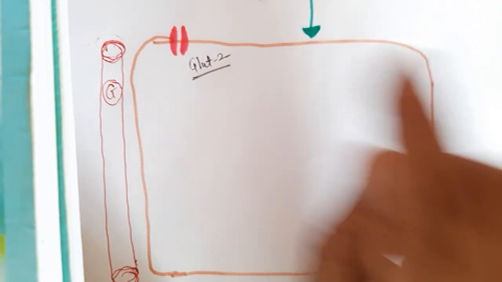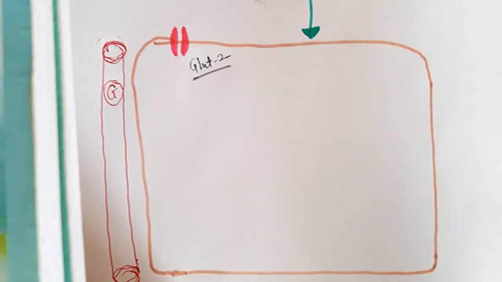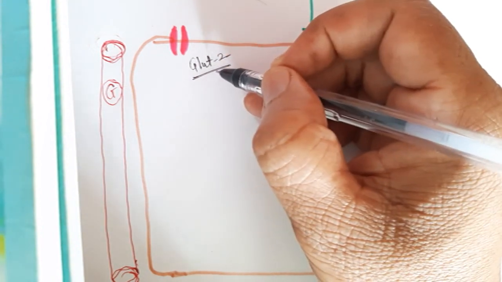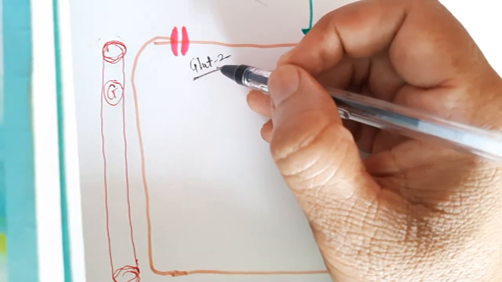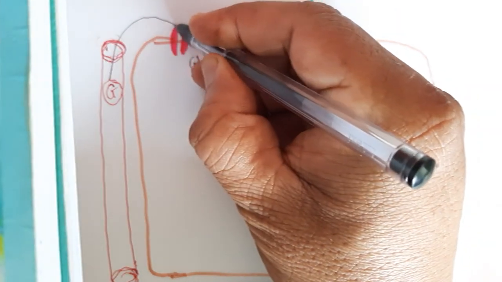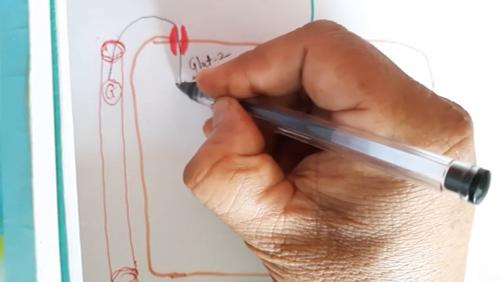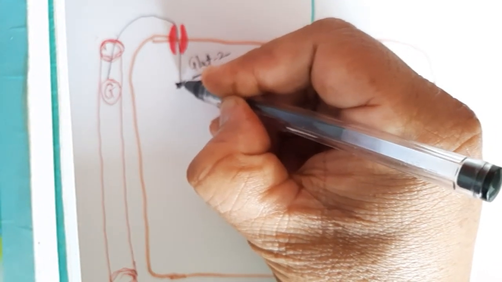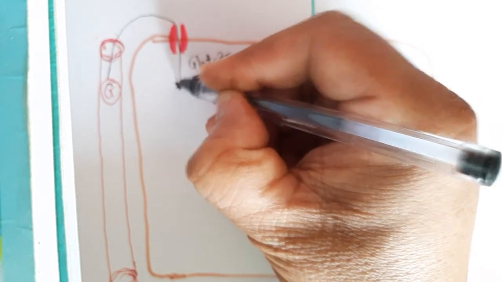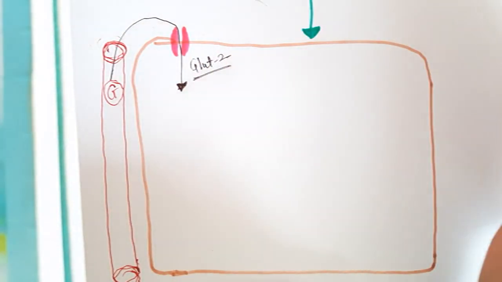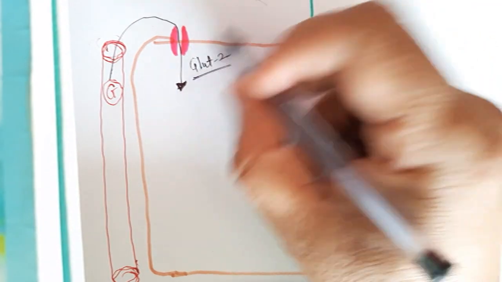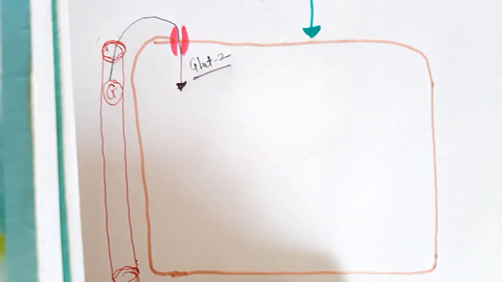hepatocytes. The most important peculiarity of this GLUT2 transporter is that these transporters are not dependent on insulin for transport of glucose inside the cell. So they are permeable. There is a facilitated transport of glucose in the cell by this GLUT2 transporter, and they are independent of insulin action.